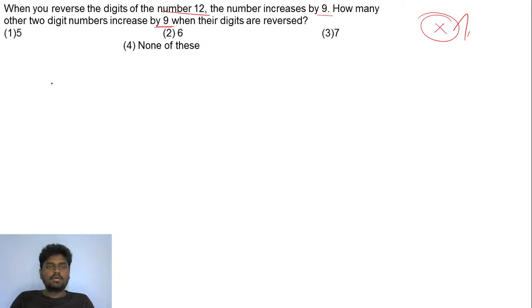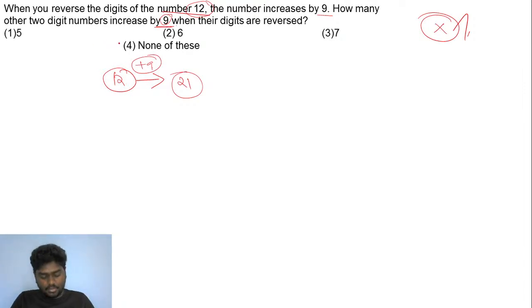So guys, what they say here, when you try to reverse the digits of the number 12, you'll be getting 21. So exactly, it increases by 9. That is 12, when it increases by 9, you're getting 21. In the same way, you need to find the numbers where, if you reverse it, it increases by 9. You need to find how many other two-digit numbers there are where it increases by 9.